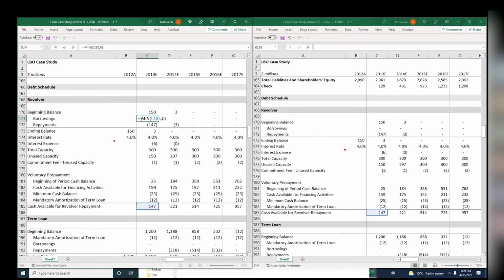So I'm just going to add a little negative sign to it. So that's all it is, right? It's just like, is it negative? Oh, it is. We need to borrow money. Okay, great. What about this one?